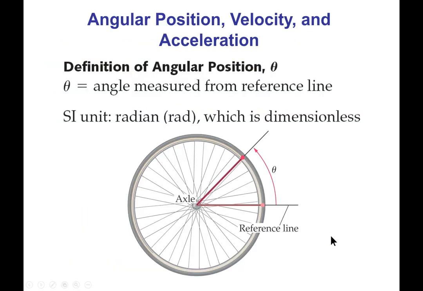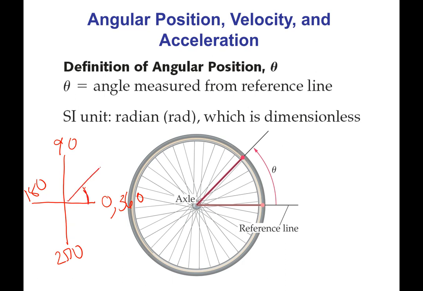Now, we use theta for angular position because it is an angle. If you think about pre-cal, you go from 0, 90, 180, 270, 360. This is our 0 spot, so that's our reference point. And then if you want to move, you just go a little bit, and you're at some angle. So that's why we use an angle, because it's rotating. And we reference it in radians.